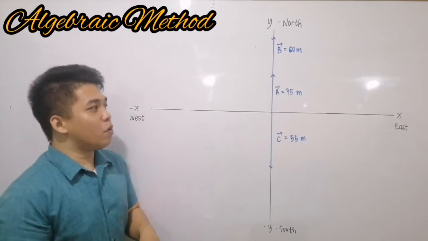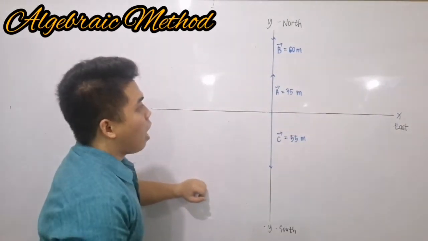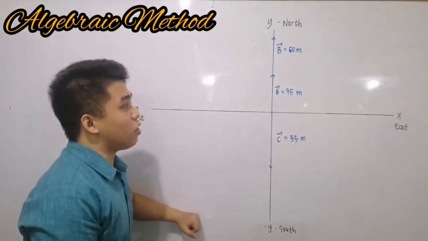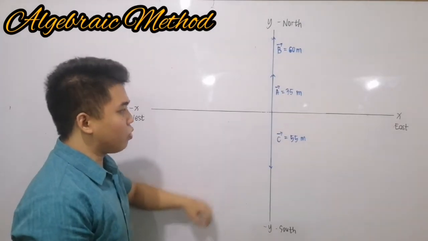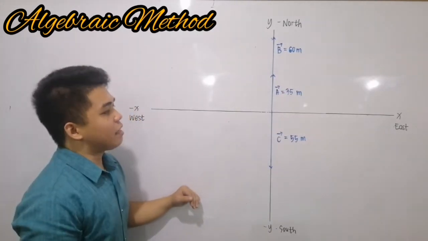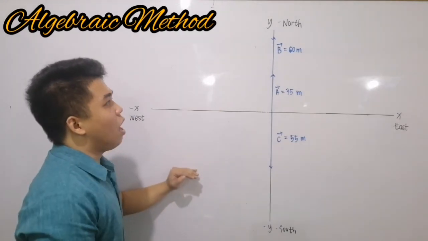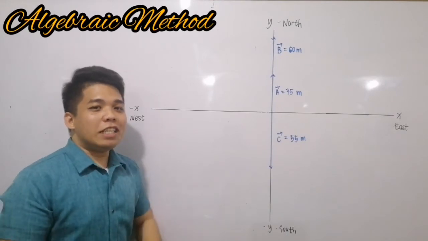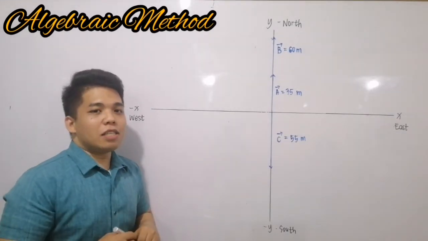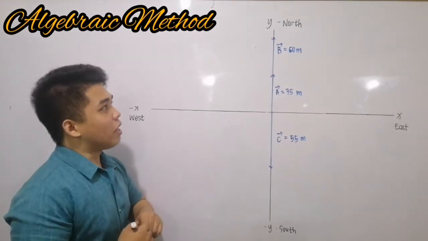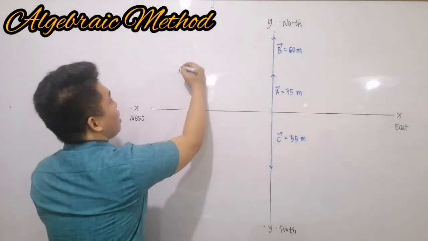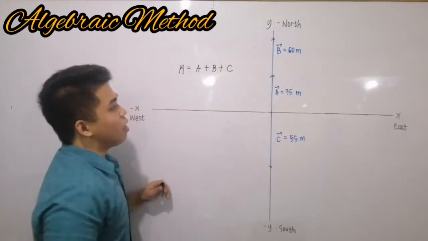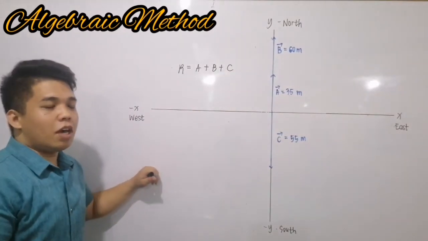Okay, our next example: vector A measures 35 meters due north, vector B measures 60 meters due north, and vector C measures 55 meters due south. As you can see, our three vectors all lie on the same axis, so they are all collinear vectors. To get the resultant vector, just add the three vectors: vector A plus vector B plus vector C. Let's substitute the given magnitude of each vector.